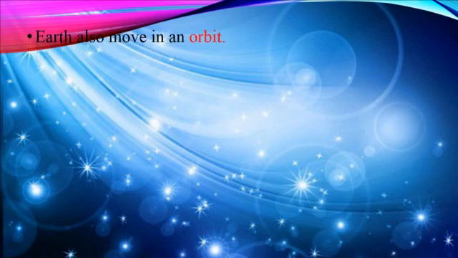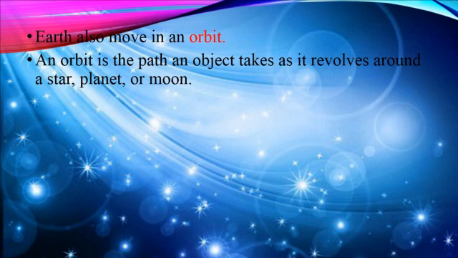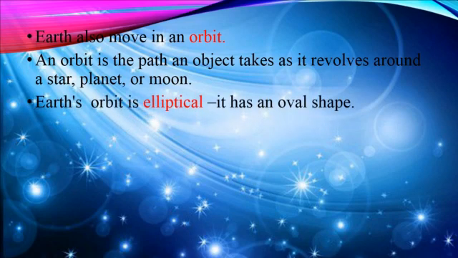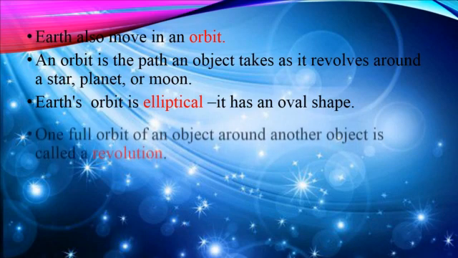Next is about Earth's revolution. Earth also moves in an orbit. Let's see what you mean by orbit. What is orbit? An orbit is the path an object takes as it revolves around a star, planet, or moon. Earth's orbit is elliptical. That means it has an oval shape.